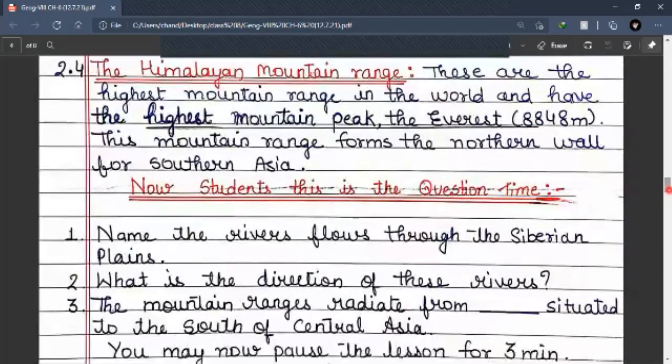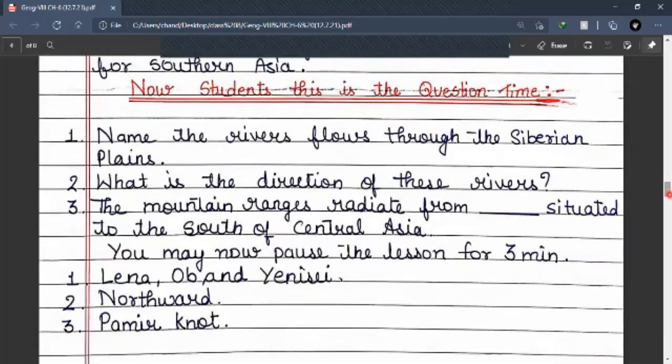You may now pause the lesson for 3 minutes to write down your answers. Now let us discuss the answers, children. Answer number 1, the rivers are Lena, Ob and Yenisei, and the direction of these rivers is northward. Answer number 3 is Pamir Knot.